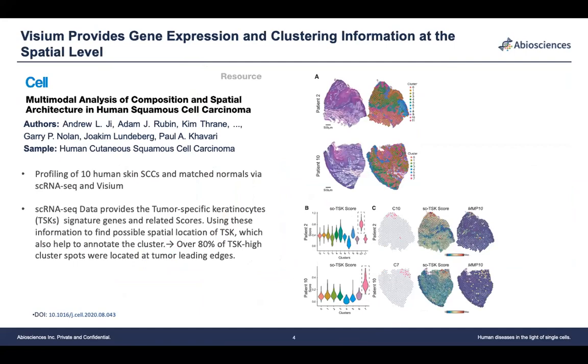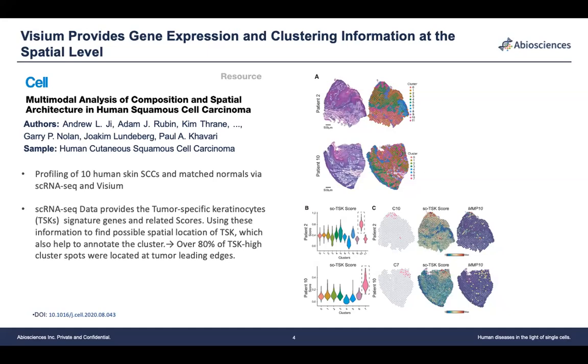So just briefly, I think earlier John has talked about a lot of applications of how the VCN data can help to understand. So I'm just going to quickly tell you about two papers that really illustrate the power of the VCN. The first paper is from Jacqueline Landberg and Paul Cavari. They analyzed human cutaneous squamous cell carcinoma. They profiled this through single cell analysis as well as VCN.